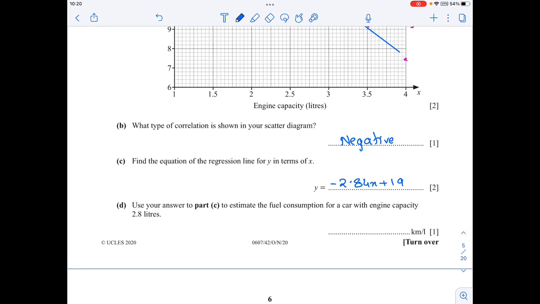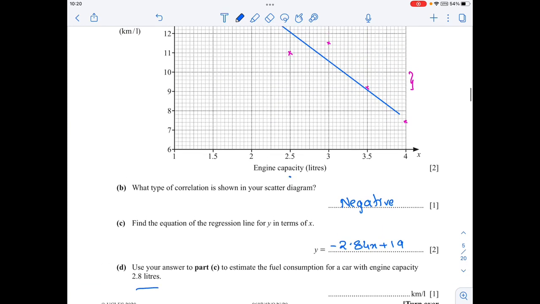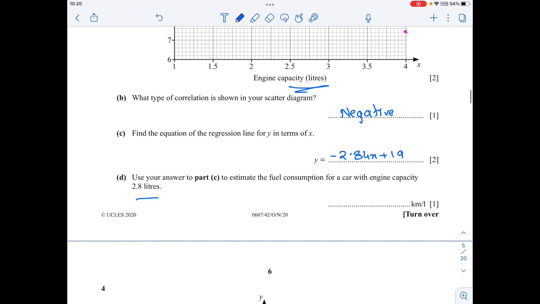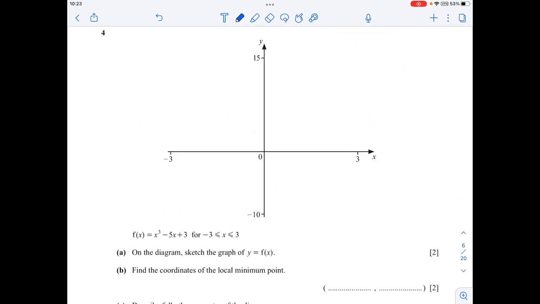Use your answer in part C to estimate the fuel consumption of a car with an engine capacity 2.8 liters. So 2.8 liters, so x value is nothing but 2.8. So y equals negative 2.84 times 2.8 plus 19, which should be giving you the answer as 11.1 or 11.